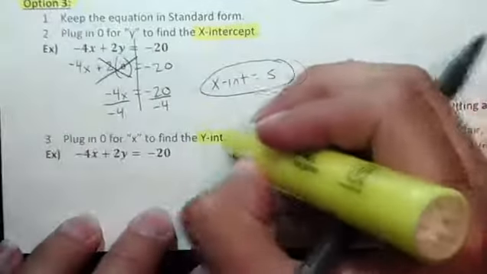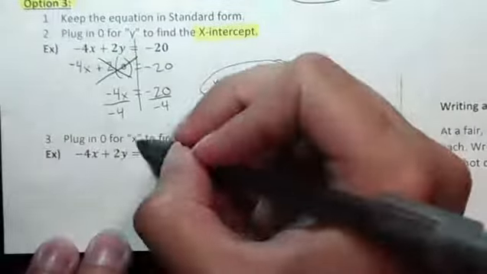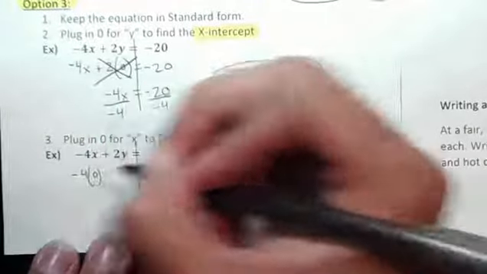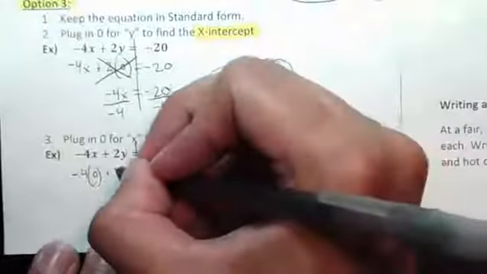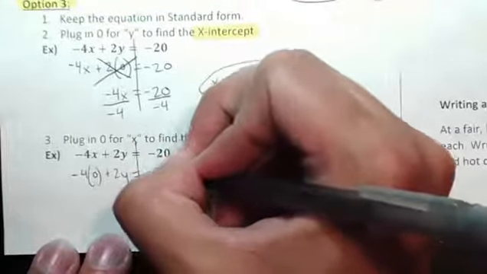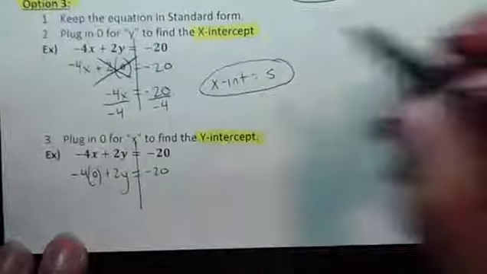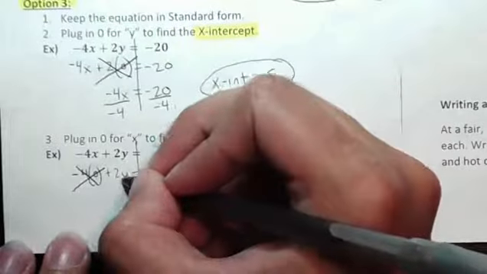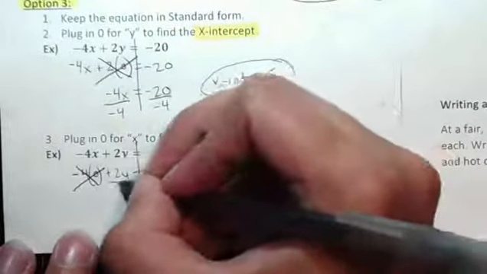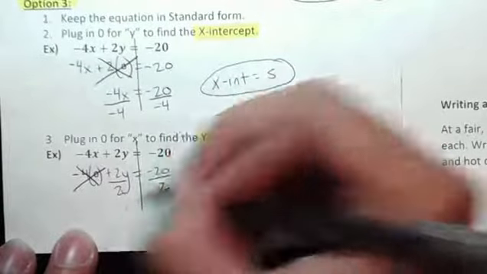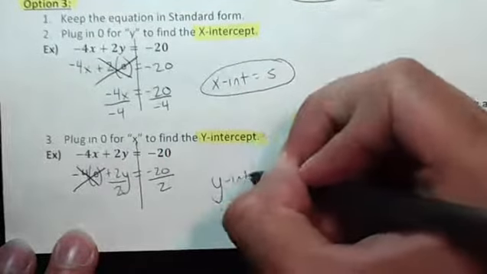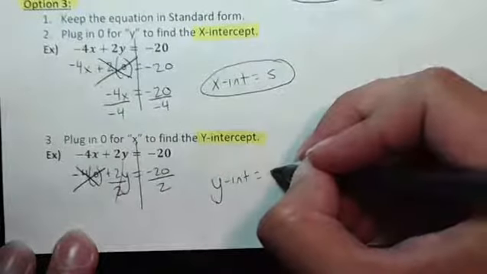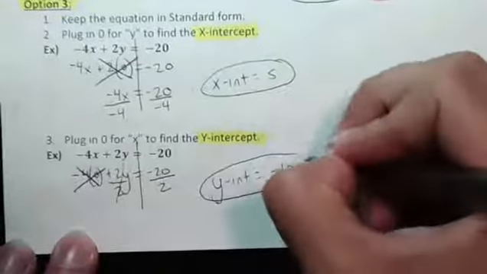If I want to find the y-intercept, I'm going to plug in 0 for x. So it should be negative 4 times 0 plus 2y is equal to negative 20. Well, anything times 0 cancels out. So I'm left over with 2y is equal to negative 20. Divide by 2 on both sides. And I end up getting that the y-intercept is negative 20 divided by 2, which would be negative 10.